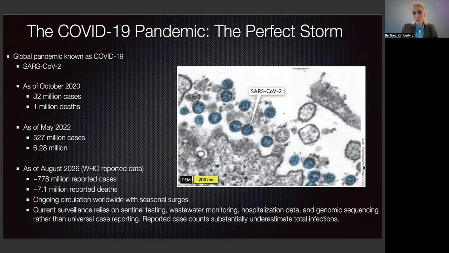We know that SARS-CoV-2 is still circulating worldwide, and it is seasonal as well. While there's surveillance on SARS-CoV-2, it's not surveilled in the exact same ways that it was initially, and that's why we may see numbers changing from one reporting station to another.